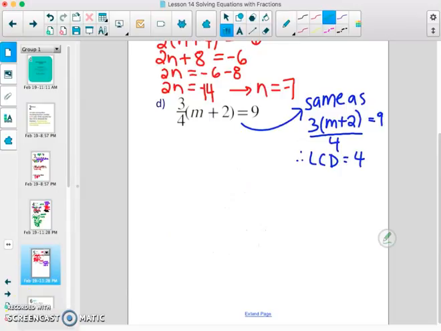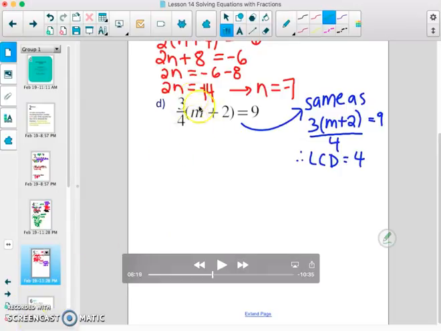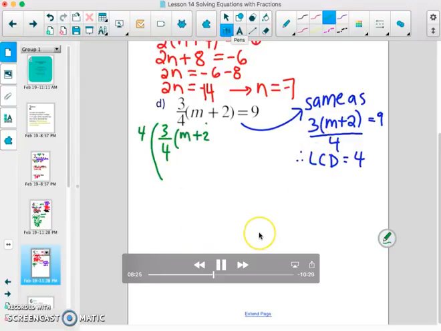Alright, over here I'm just showing you that this is written a little bit differently, but it means the same thing as this. So this 3 over 4 is the same thing as if we did 3m plus 2 divided by 4 equals 9. And the LCD is still 4. So pause for a second if you need to, if you can't see that. I'm going to show you this imaginary line. So hold on, we're going to multiply both sides by 4. Okay, same thing.